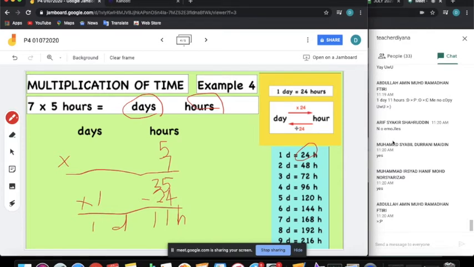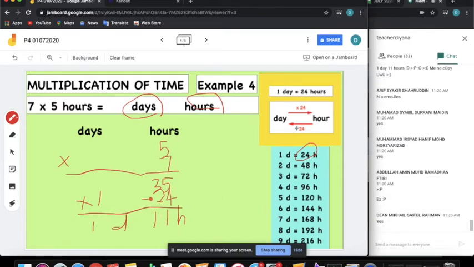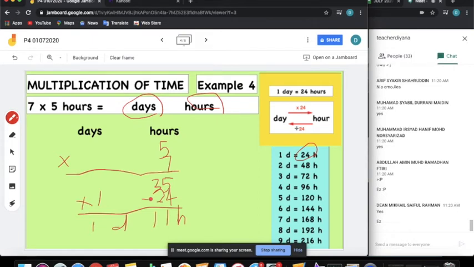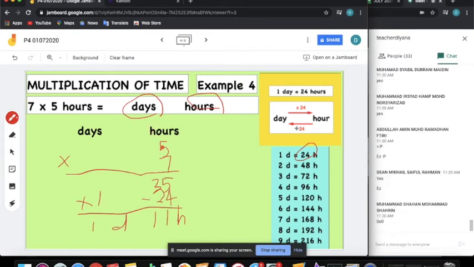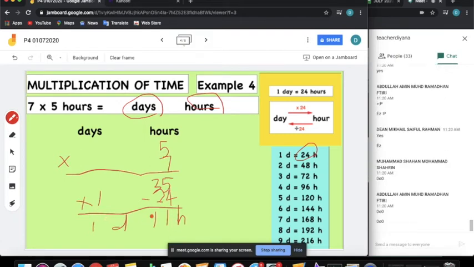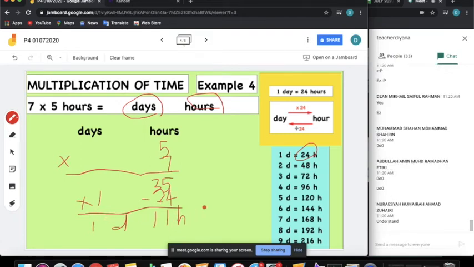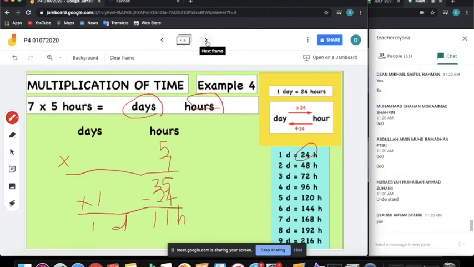Do you understand or not? Okay, very good. So 7 times 5 is 35. So you bring 24 from hours, bring to the day, and then this one is the balance. Good job. Now we go to the next, last one.